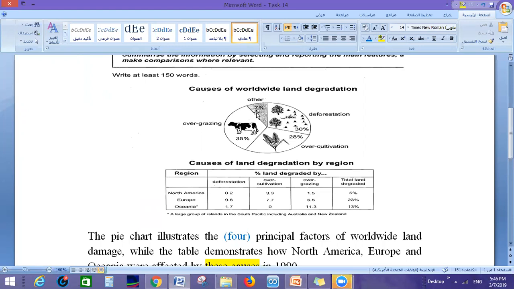Now we could go for something a little bit more complex and say, you know what, these 3 here were very similar in number, whereas there was a huge difference between overgrazing and other. Okay, so that would be a little bit more complex. It would give you a reason to actually give the numbers. And then we could also talk about the striking difference between the 2.